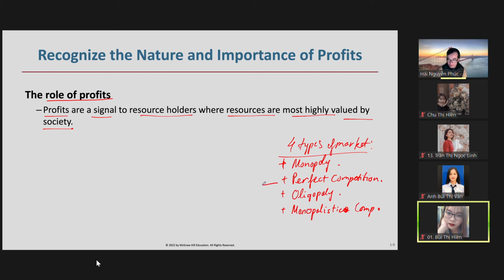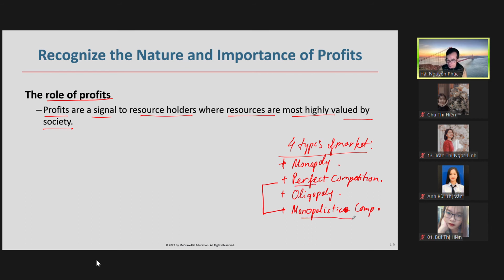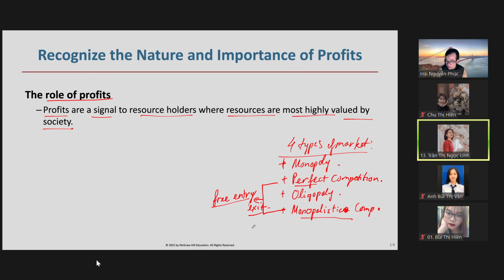Recall that in the two types of market, perfect competition and monopolistic competition, we have the following condition. The condition of free entry and exit. Remember it? Yes, it is easy to enter the perfectly competitive market or monopolistically competitive market. Understand this point? Free entry and exit.